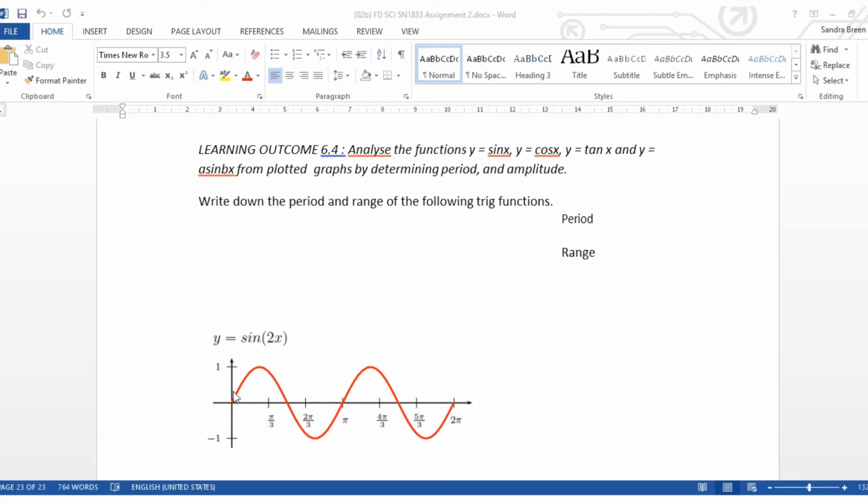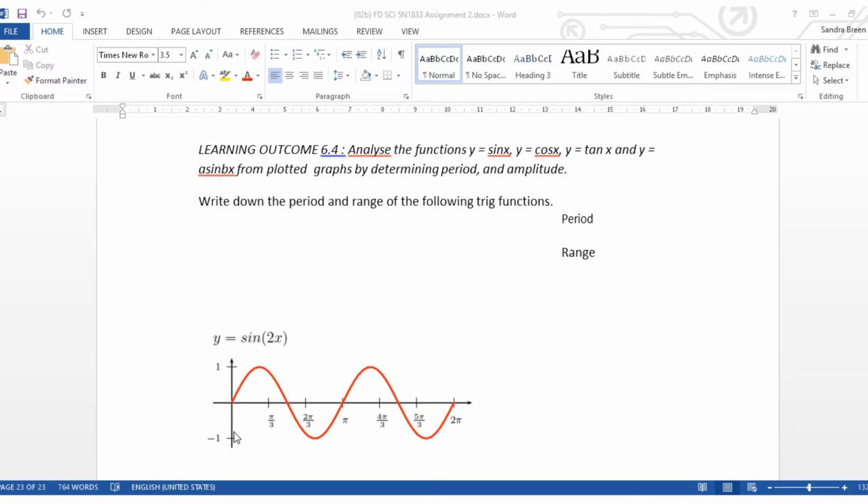The second thing is the range, which is that they always have a maximum and a minimum. So the difference between the maximum and the minimum is called the range of the graph, and that's the second thing you have to calculate. There's two ways of calculating them.